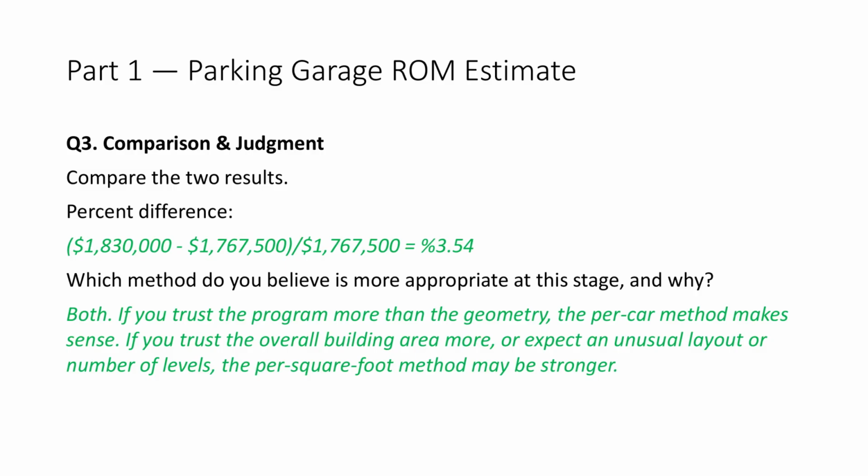Because we're given both capacity and total area, a reasonable professional move is to recognize that the two methods are consistent and carry forward a reconciled value near the middle. Averaging the two puts us at roughly $1.8 million, which is an appropriate ROM point estimate for the garage.